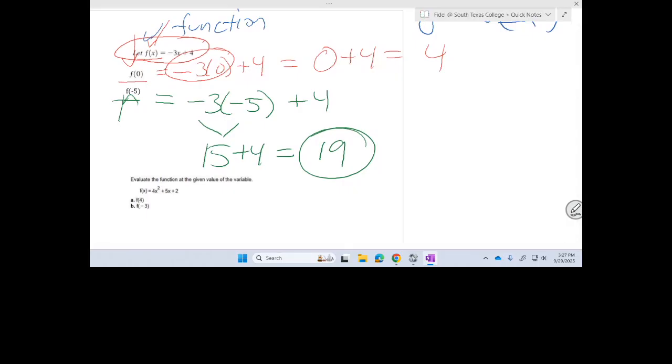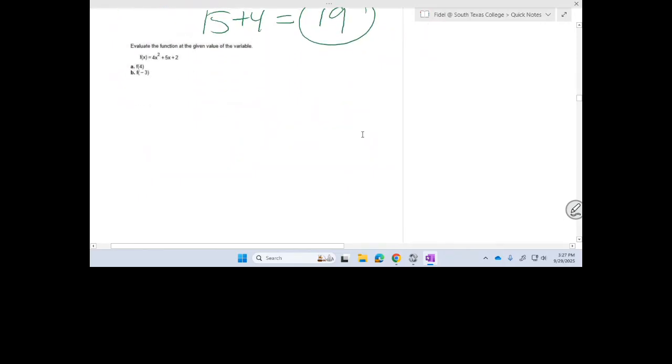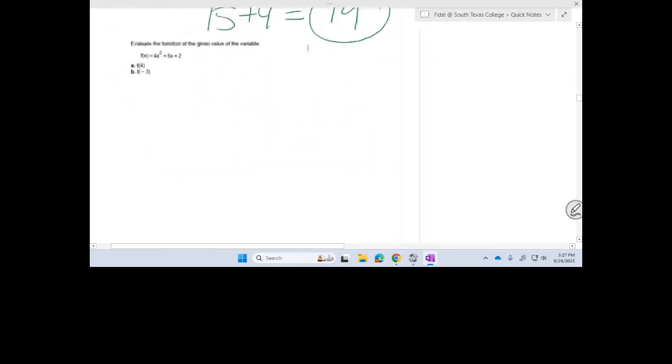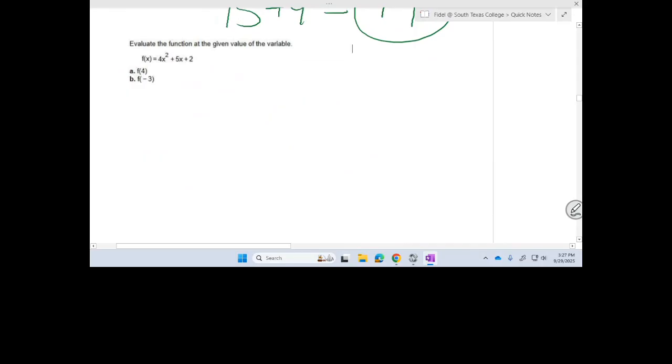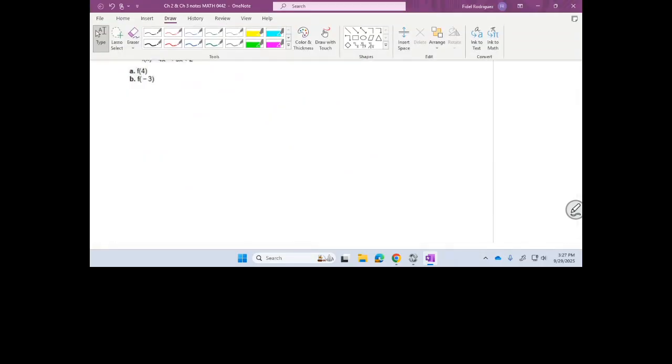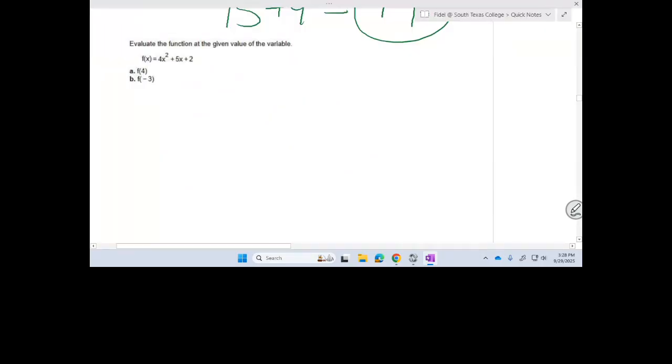Y'all, I'm going to scroll down a little bit further in my list. And again, it says to evaluate the function at the given value of the variable. Okay, so y'all, let's go really slow here. Here's my function, okay? Part A says, can we find f of 4? All this means, y'all, is that everywhere I have the letter x, I'm going to put the number 4.